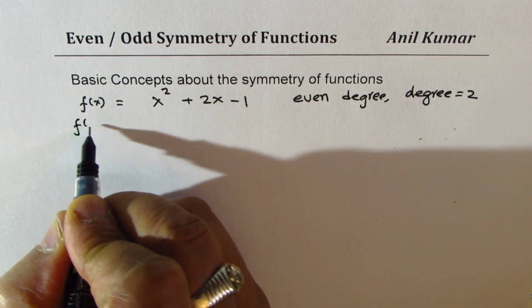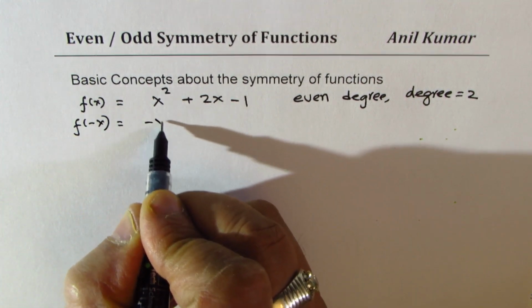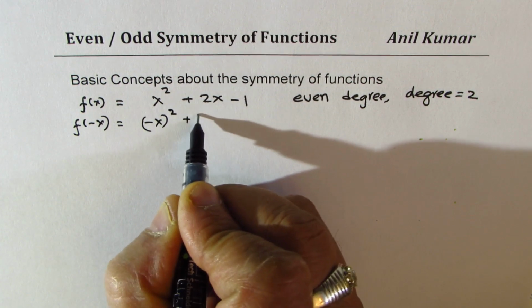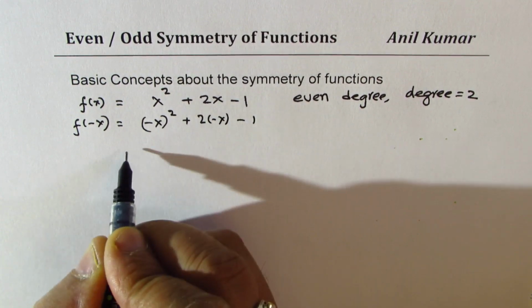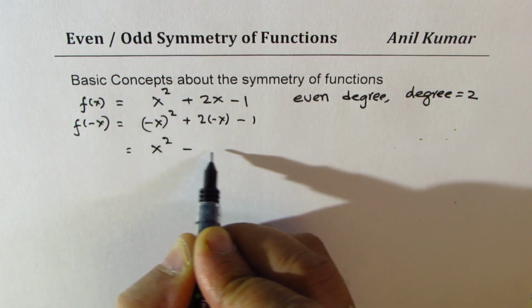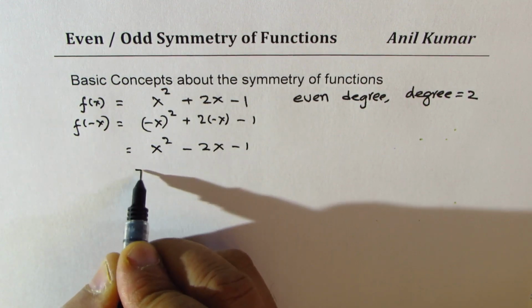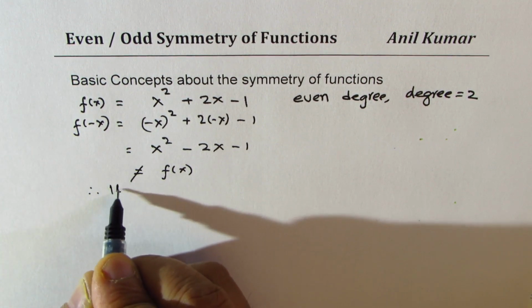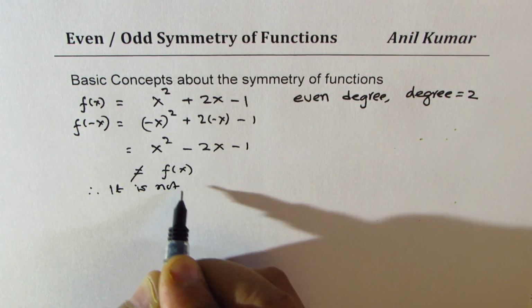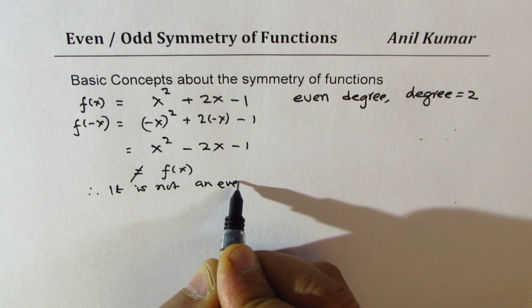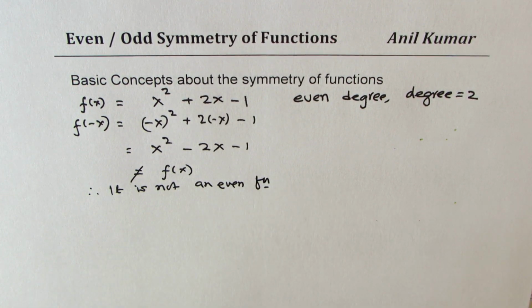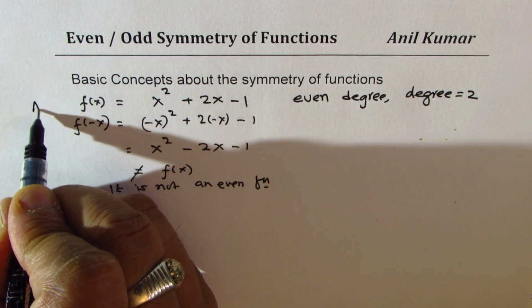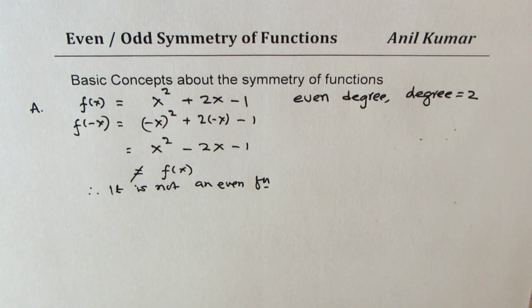What is f of minus x? F of minus x is minus x squared plus 2 times minus x minus 1. That gives us x squared minus 2x minus 1, which is not equal to f of x. Therefore, it is not an even function. Is that clear? So A is false. Correct? Now let's look into B.